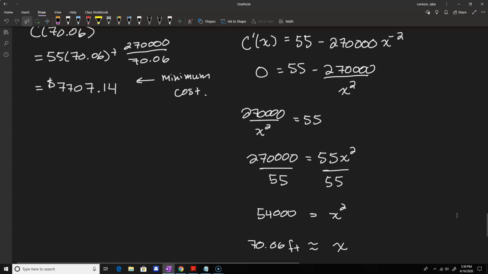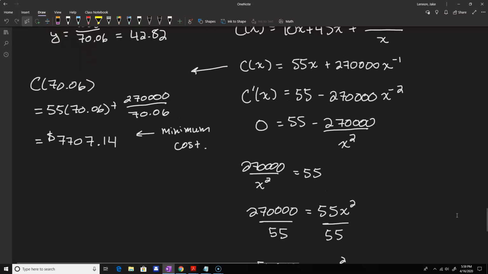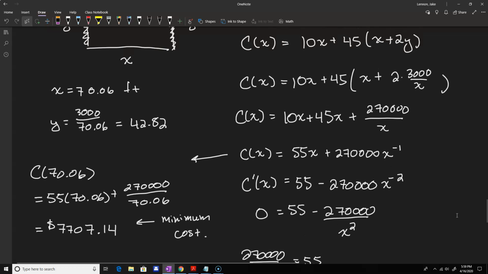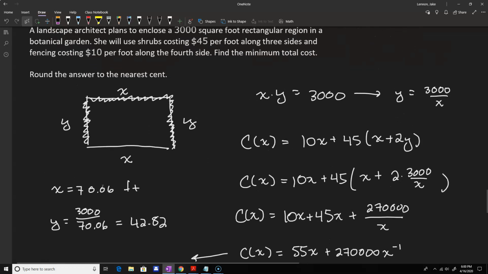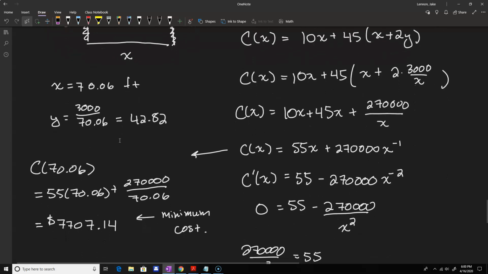And then we only have to worry about taking the positive square root here because X is representing a distance, which has to be positive. So X comes out to about 70.06 feet. And we need to plug that in to the original cost function. The question asks to find the minimum total cost. If you want to find the dimensions, I plugged in, and these right here are the dimensions that minimize cost.